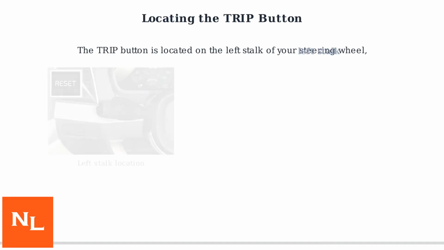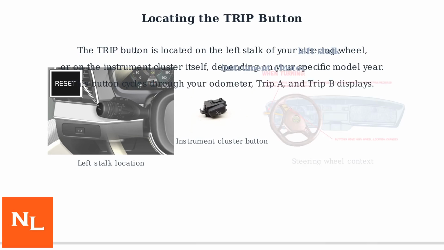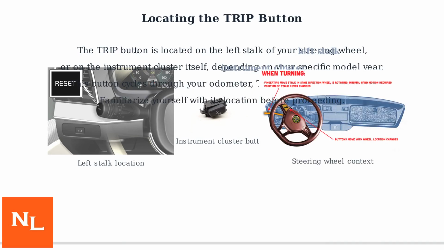The Trip button is located on the left stalk of your steering wheel, or on the instrument cluster itself, depending on your specific model year. This button cycles through your odometer, Trip A, and Trip B displays. Familiarize yourself with its location before proceeding.